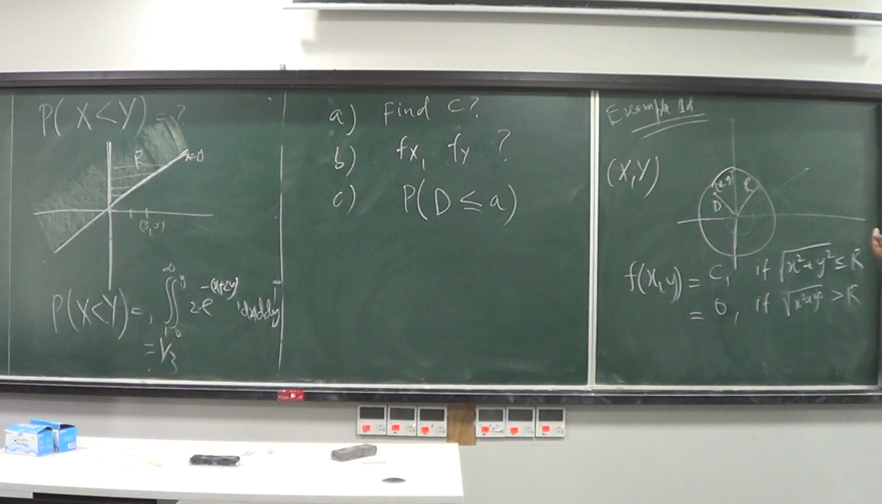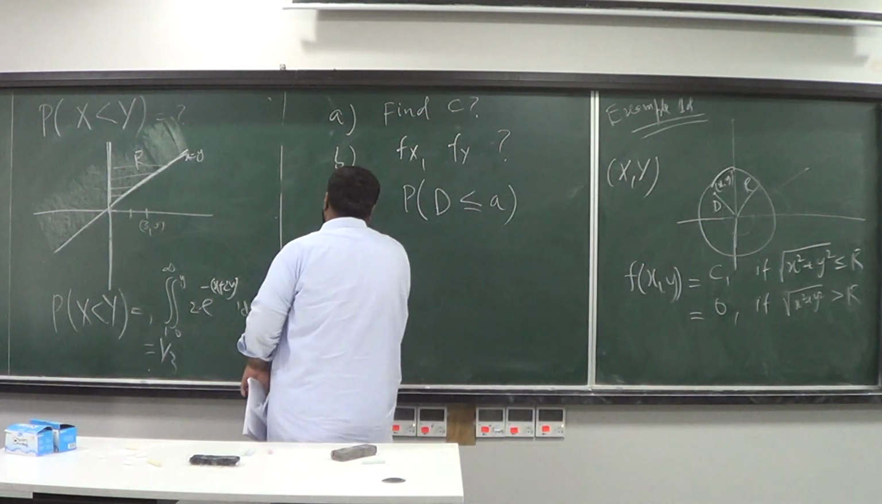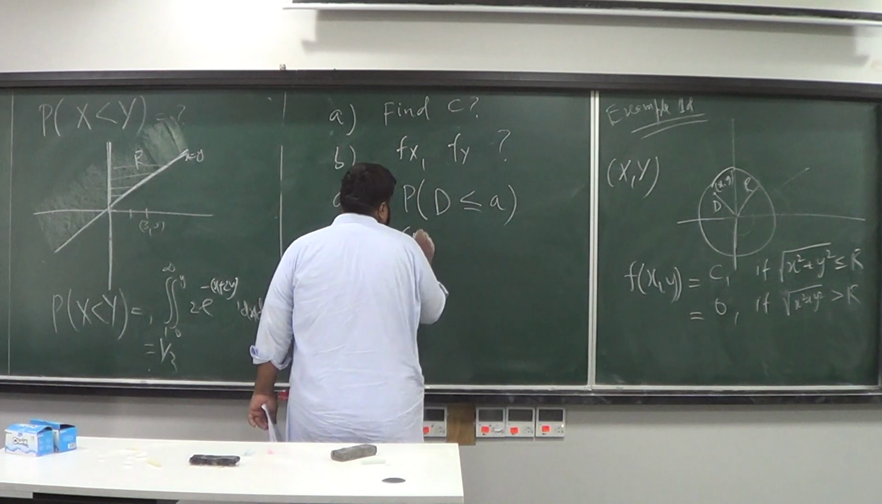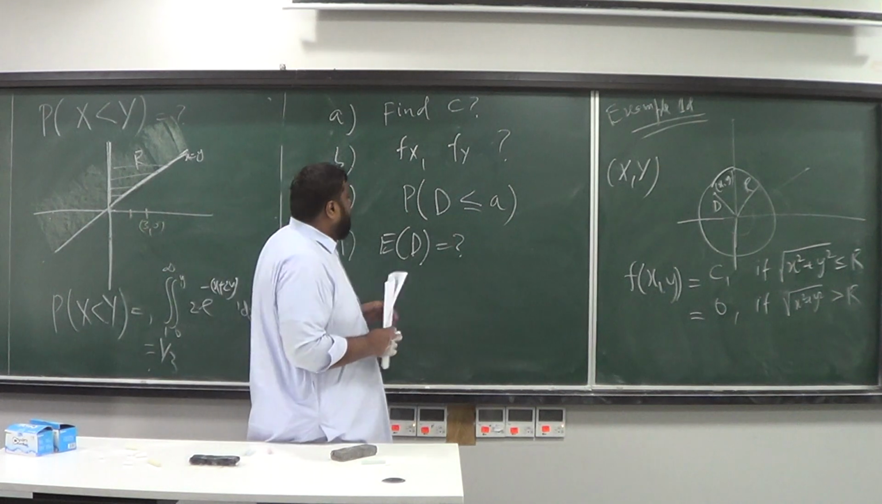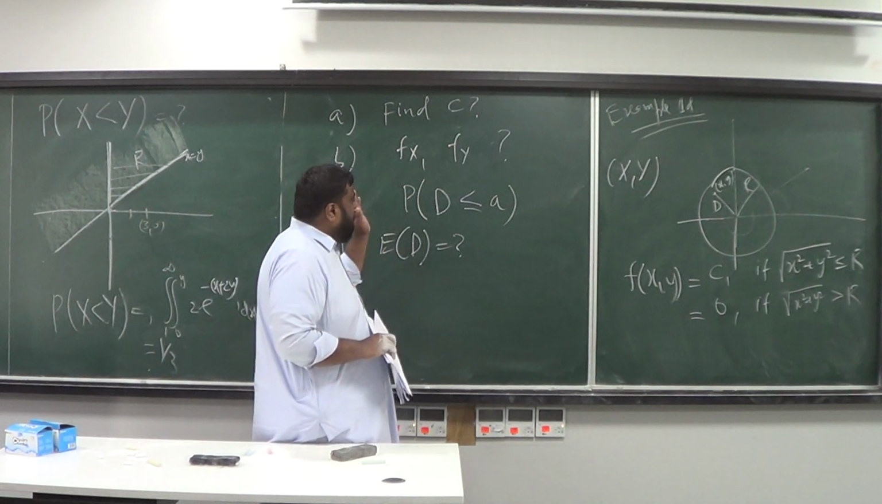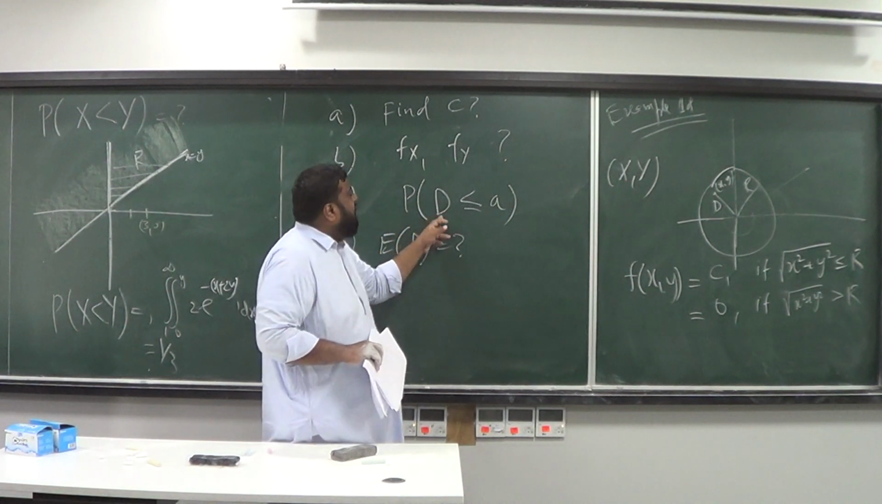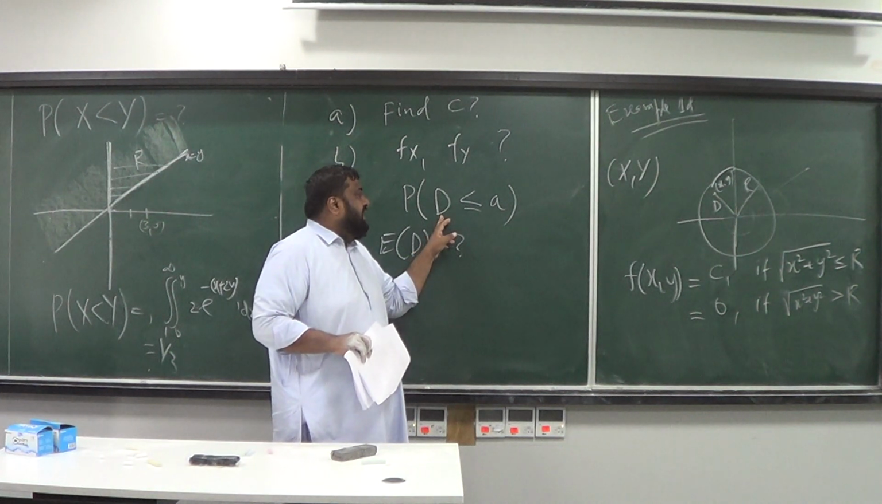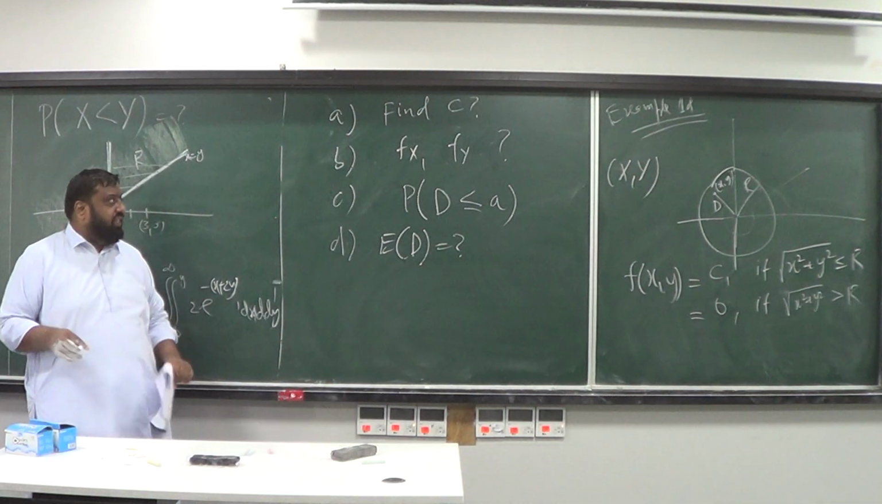So d is representing what? D is the distance between the point where I'm hitting the dart randomly and the origin. And what is the probability that this distance is less than or equal to a? And I have been asked to compute the expectation of this distance, which is not a difficult thing to do, because if you know this, it means that you know the probability density function of d, and using that you can compute the expectation. So these are some of the questions that we have to answer.